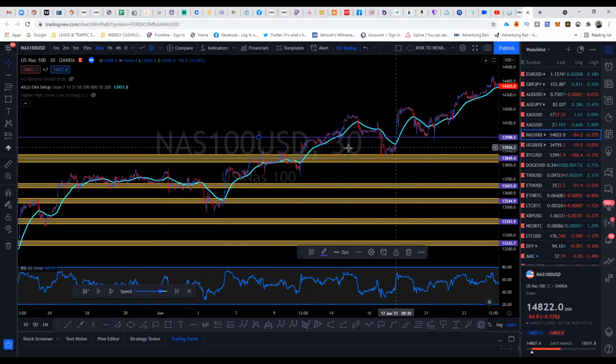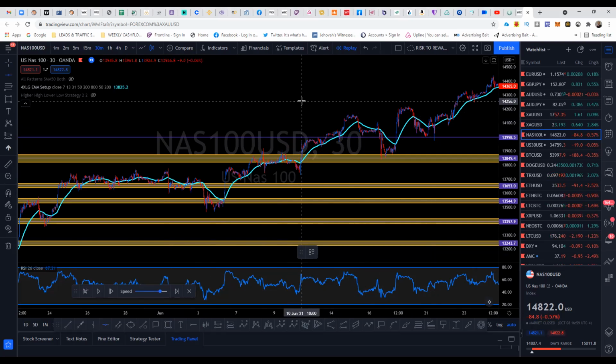So I'm going to do this here. You can see how price respected this line as support here, which made price go all the way up to the next resistance. But then at the same time, price respected this zone as resistance here before it broke and went to the next resistance. So this is a good line.